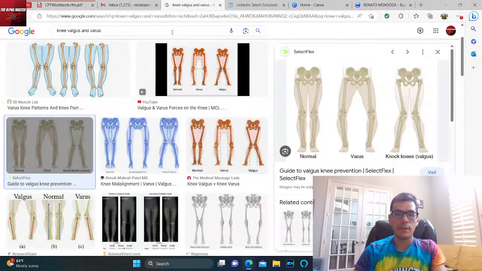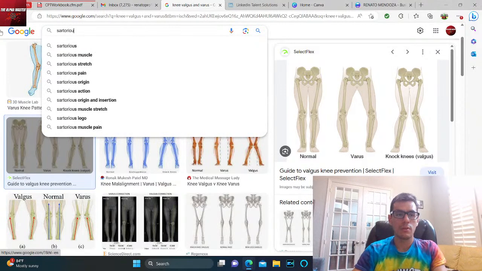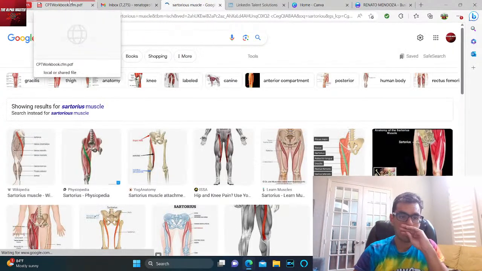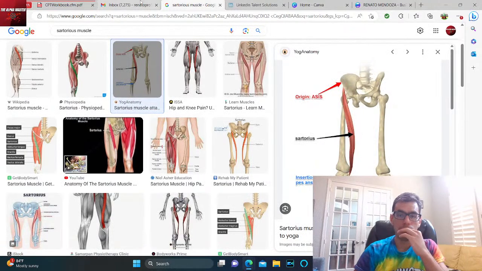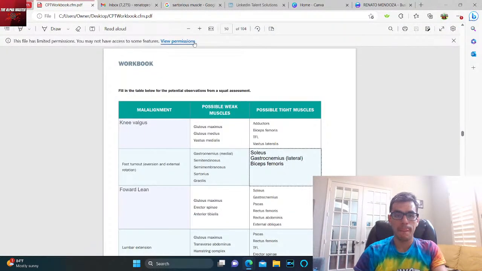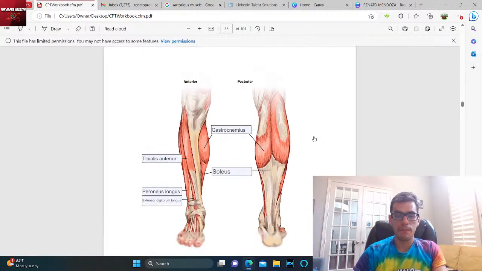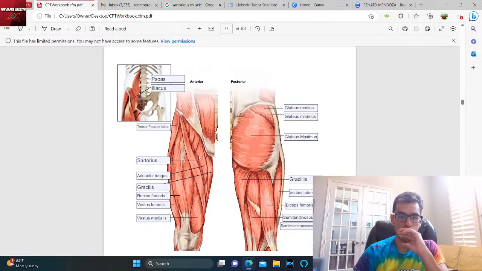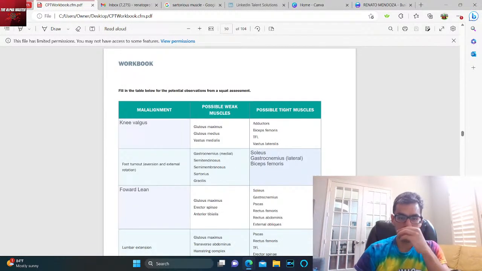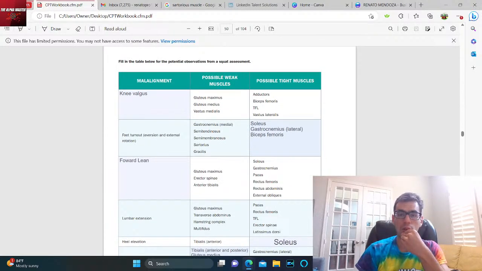I want to see what the sartorius is. Is it here? There it is, the sartorius. This is the sartorius right here in the anterior portion of the quadriceps. The soleus, the lateral gastrocnemius, and the biceps femoris are the possible tight muscles.